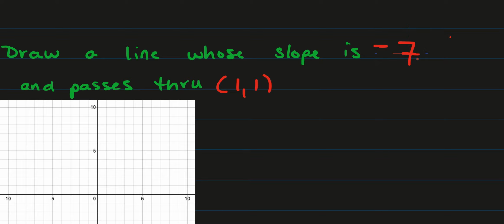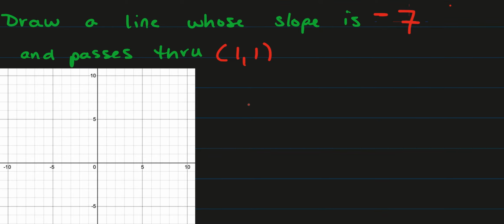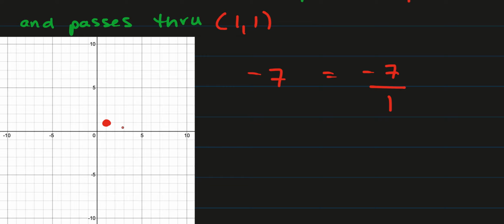Whether it's positive or negative, you can always take a whole number and write it over 1, okay? So if we have the point 1, 1, now we can go down 7 and to the right 1. 1, 2, 3, 4, 5, 6, 7, and to the right 1. And there you've drawn your line. You just have these 2 points and you connect them. So if it was a positive 7, you would go up 7 and to the right 1.